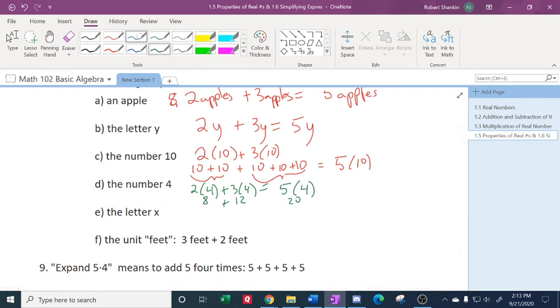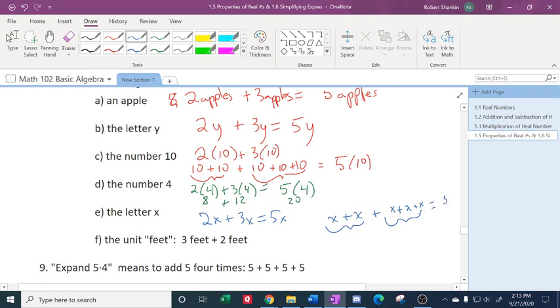The letter x. 2x plus 3x is 5x. Now, 2x really means x plus x. 3x really does mean, add this together 3 times. And then there are 5 of them. 5x. The unit feet. If I saw 3 feet plus 2 feet, would I say 5 square feet? Nope. I would just say 5 feet.